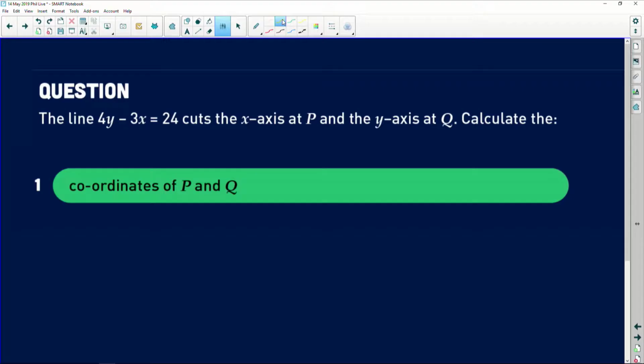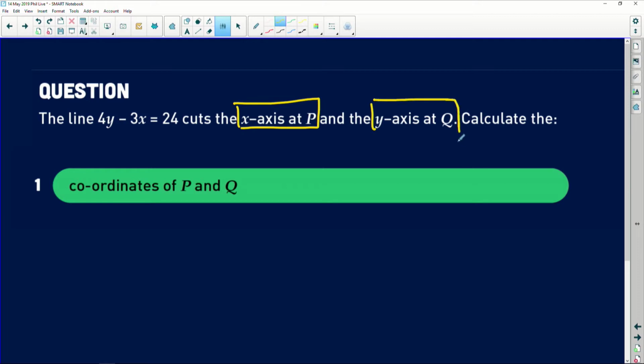Let's just jump right into it because there's quite a lot that I will need to get through and help you understand. It says the line 4y minus 3x equal to 24 cuts the x-axis at point P and the y-axis at point Q. Basically all we have to do for this question is calculate the coordinates of both P and Q.